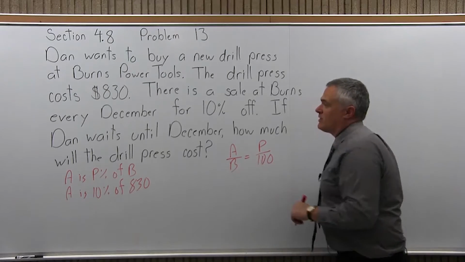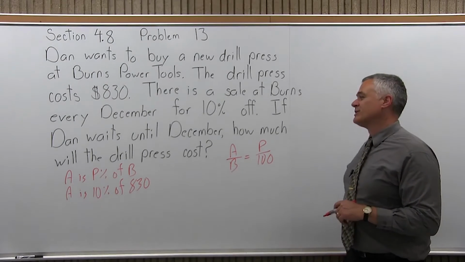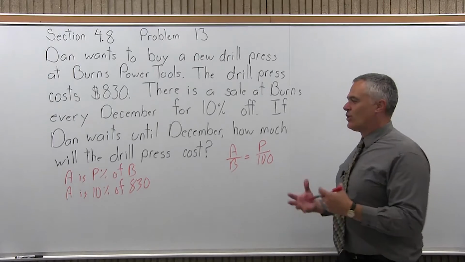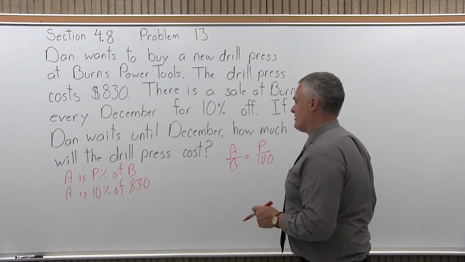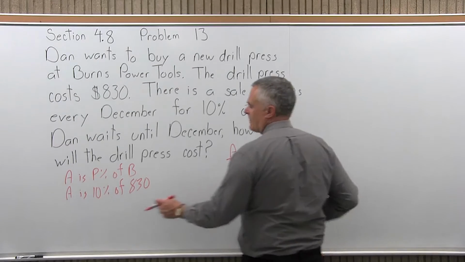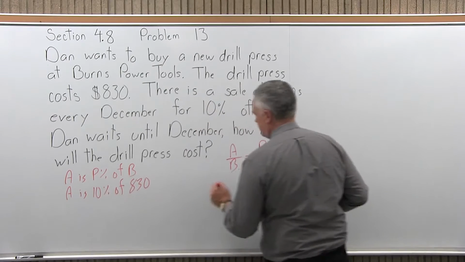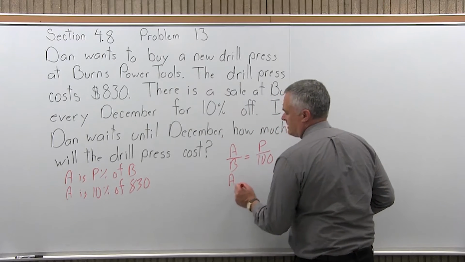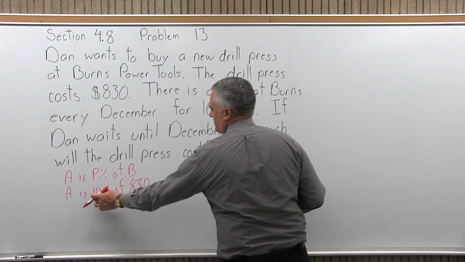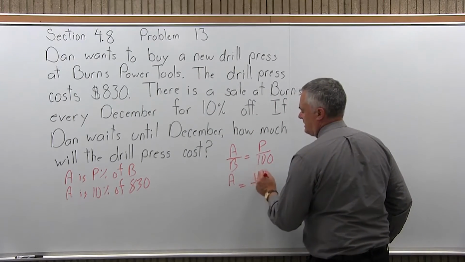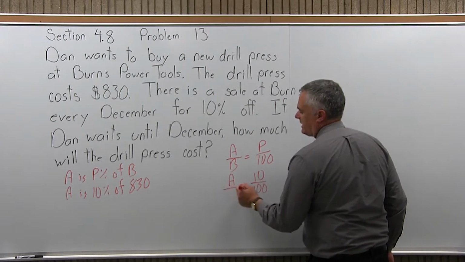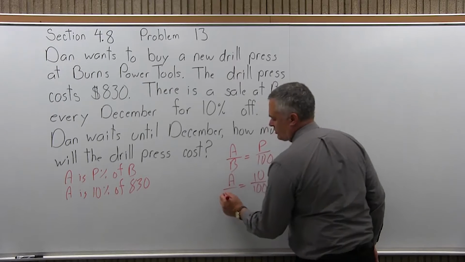Remember, I already can figure out the answer quickly. It should be 747. Let's see if the long way agrees with that. It better. So, the A is the unknown. It will stay as A. The "is" becomes the equals. 10%, so the 10 is the P, the percent is the 100, and the B is 830.